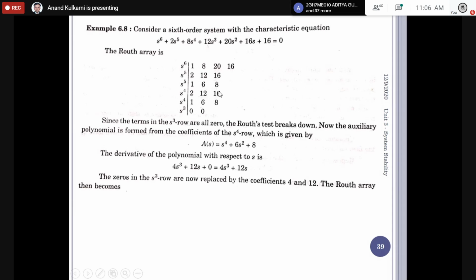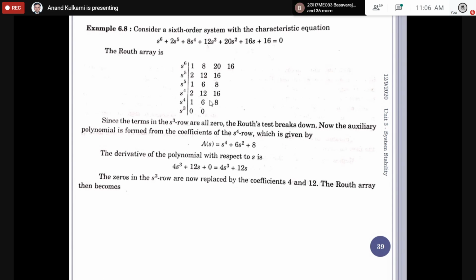I can take once again common here. 2 common you can take. That means 1, 6, 8. See here, this is also 1, 6, 8. This is also 1, 6, 8. That means naturally these terms will be 0 only. Because these two rows are identical, that indicates the next row will be 0 only.